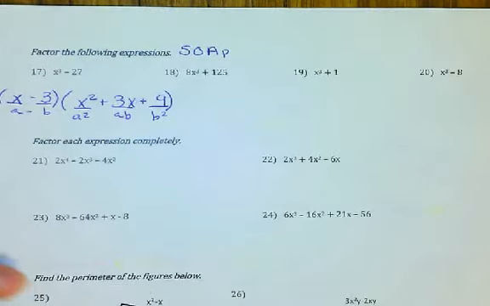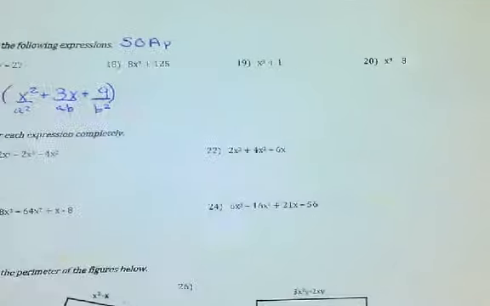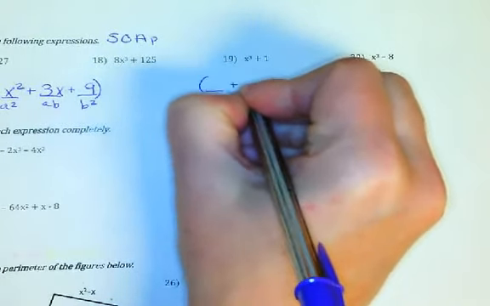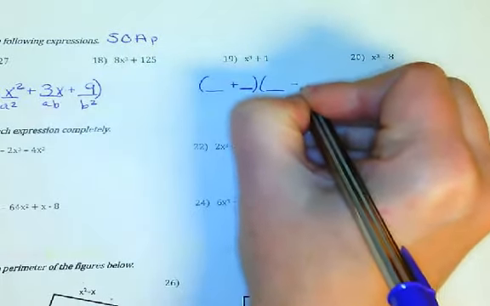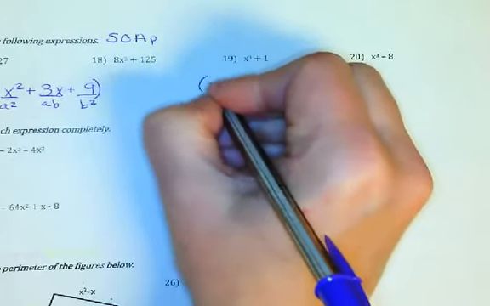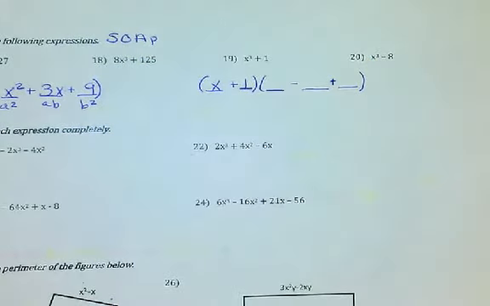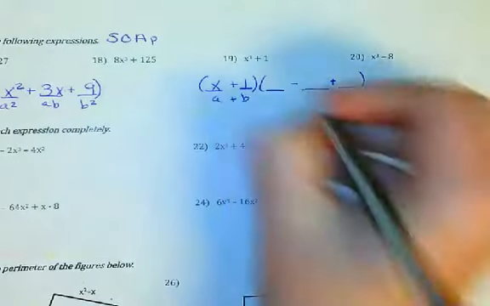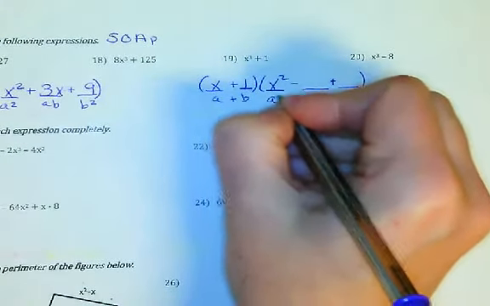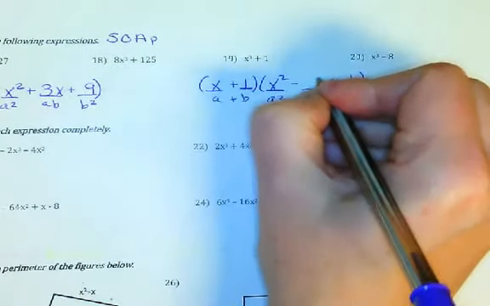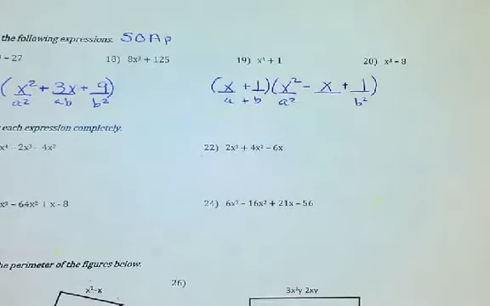Okay, I'll do number 19 with you. So again, notice how it's a positive sign. So I'll always have the same sign, then I'll have the opposite sign, and the last sign is always that positive. So the cube root of x cubed is x. The cube root of 1 is 1, because 1 times 1 times 1 is 1. This is my a, and this is my b. I'm going to square my a, and I'm going to square my b, and then I'm going to multiply those. 1 times x is x. And that's my answer: x plus 1, x squared minus x plus 1.